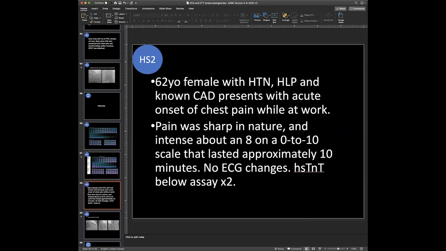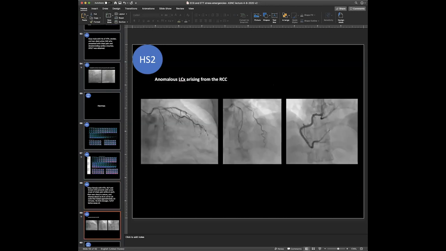So this was a 62-year-old female with hypertension, hyperlipidemia, and known coronary disease presenting with acute onset of chest pain while at work. The pain was evolving and actually severe. Her troponins were negative, but given the findings of the MIBI, she ended up having a catheterization. Let me see if we can play this.